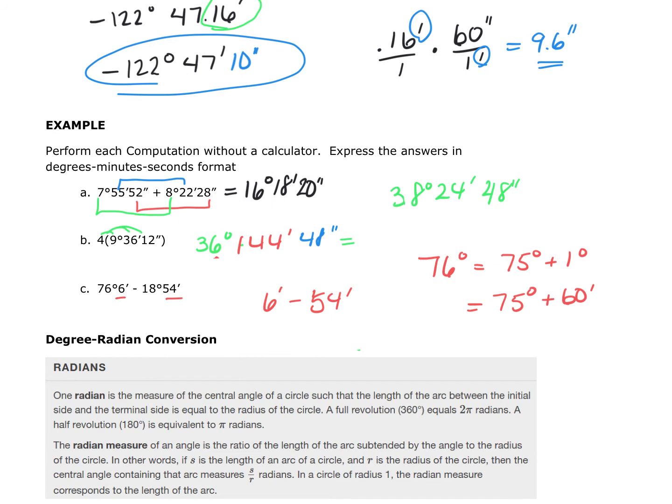So that tells me I can write 76 degrees 6 minutes as 75 degrees and 66 minutes. Then I can subtract off the 18 degrees and 54 minutes. And I end up with 57 degrees and 22 minutes.